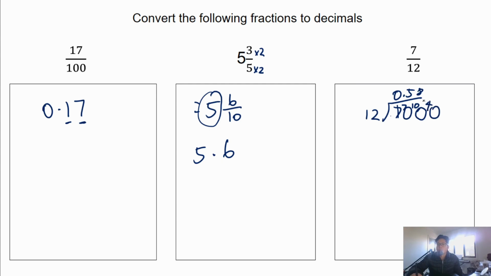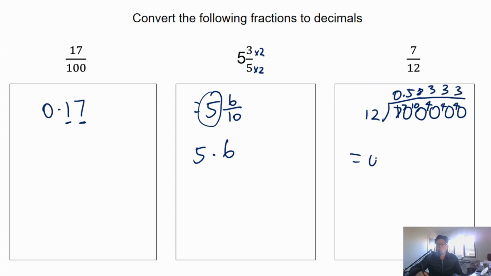Write another 0 and put the 4 there. 12 goes into 40, 3 times. That gives you 36, so it's another remainder of 4. Write that down. And it looks like it's going to keep repeating here. So we'll just stop there.